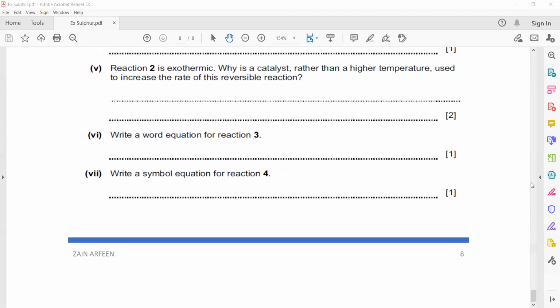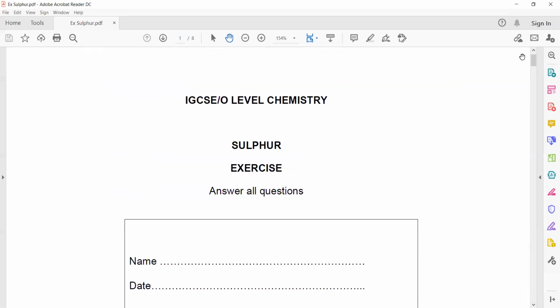Is it clear? This exercise, sulfur. Any other doubt in this? Any other question or a doubt? The exercise, sulfur.